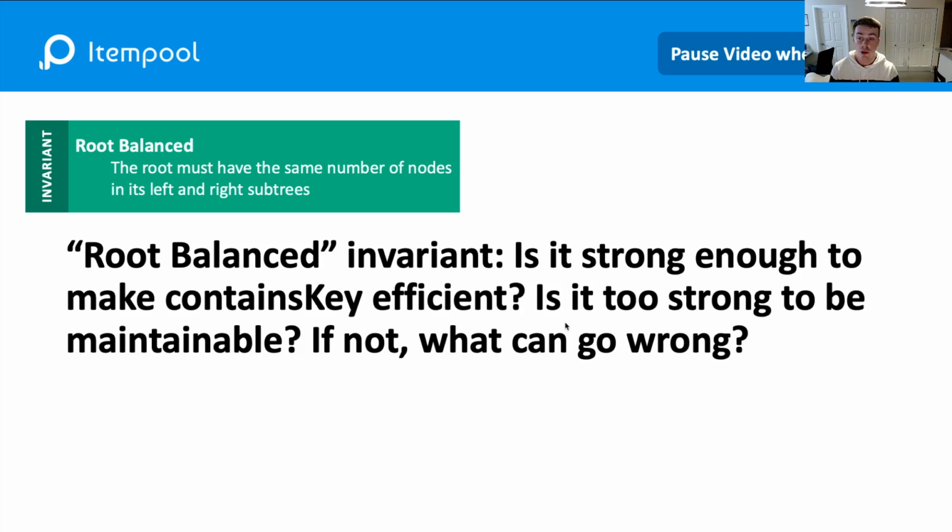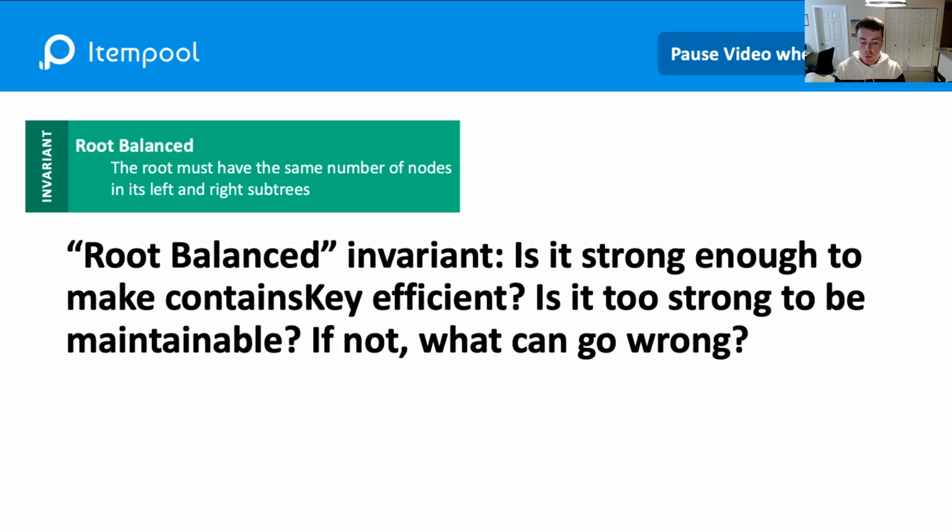So let's start with the root balanced case. The root must have the same number of nodes in its left and right subtrees. So take a second, we'll pause, and do we think this invariant is going to work? Is it strong enough to make contains key efficient, or maybe is it too strong? It'll be too restrictive for us. What might go wrong here? Take a second and tell us what you think.